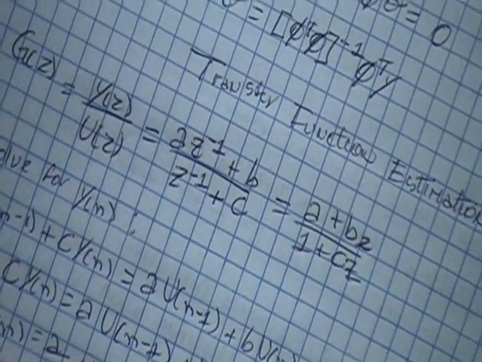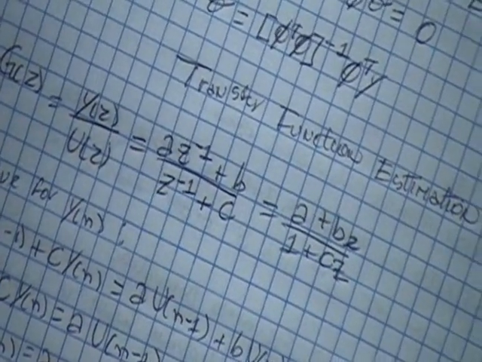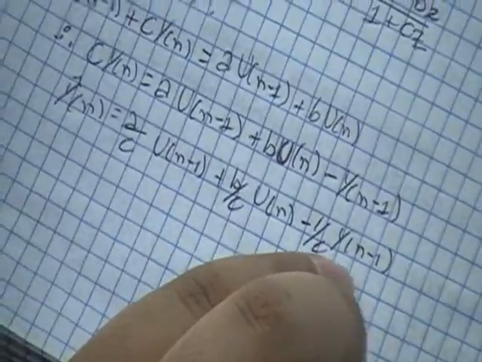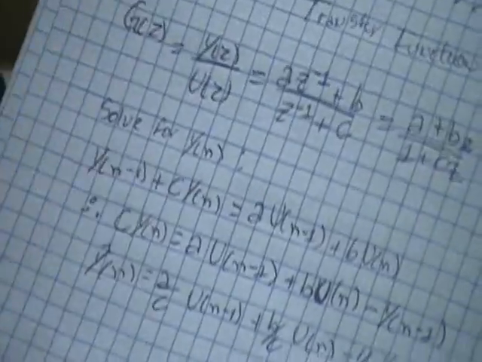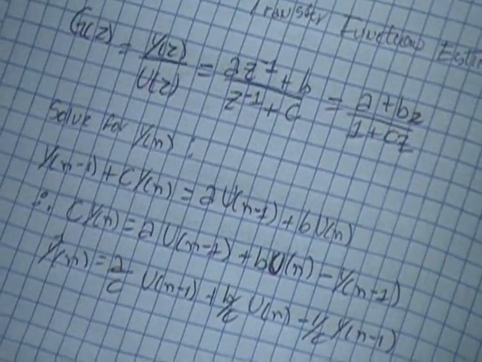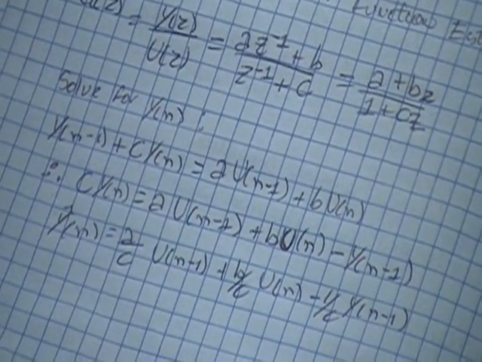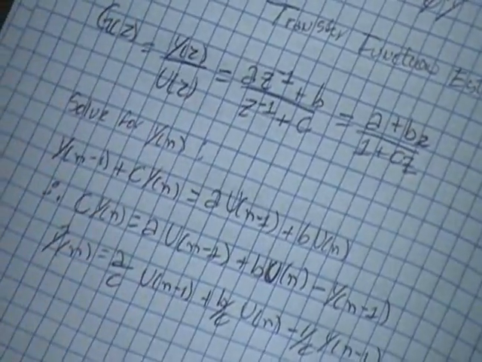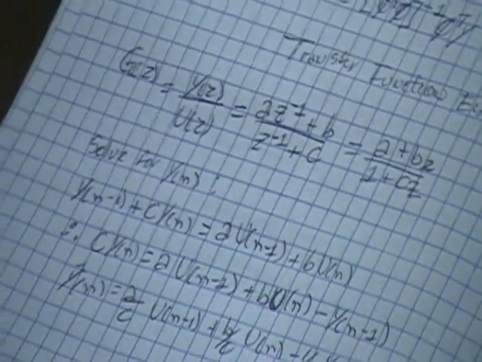ŷ(n) equals a over c u(n-1) plus b over c u(n) minus 1 over c y(n-1). Now y in this equation is the output, which for our case is the output data, or the impulse response data, that we obtained from the GP6 in the last lab. u(n) is our PRBS signal that we generated.